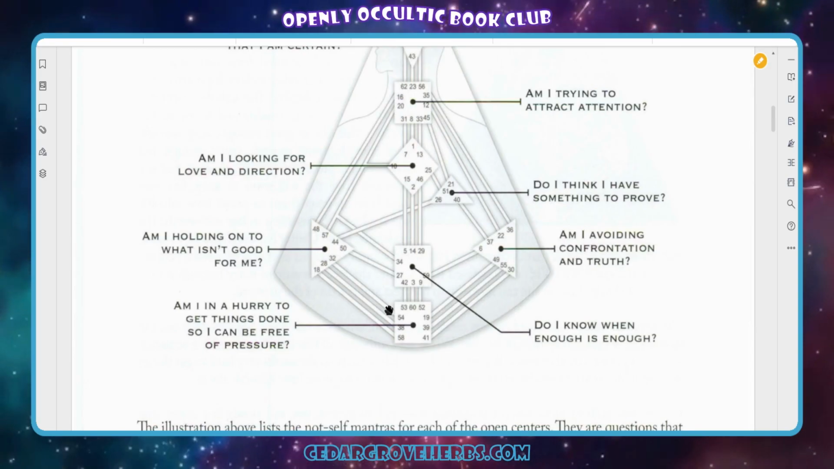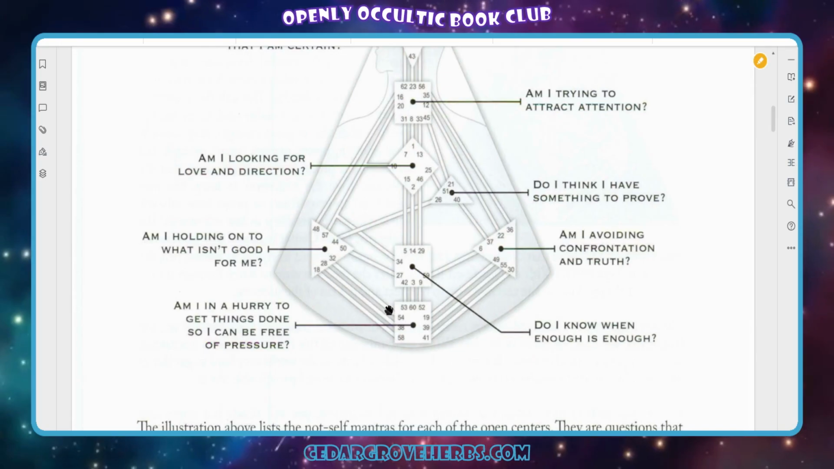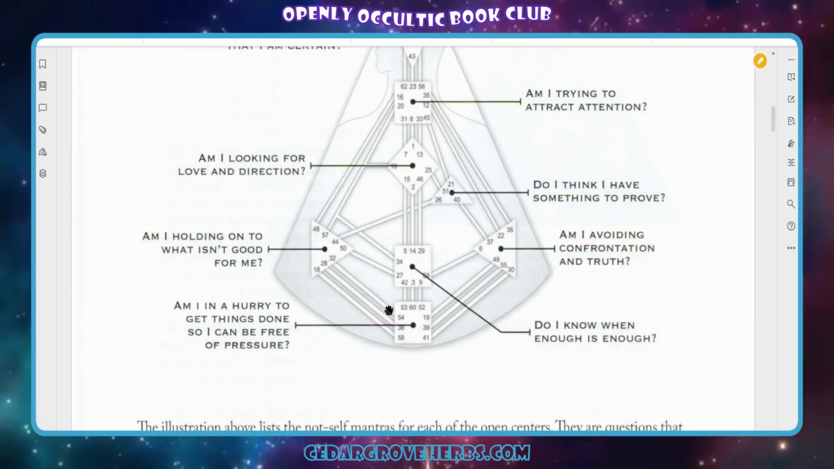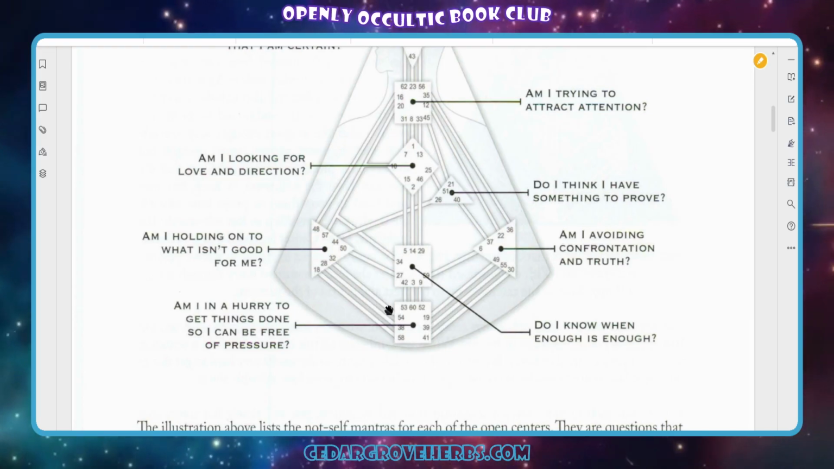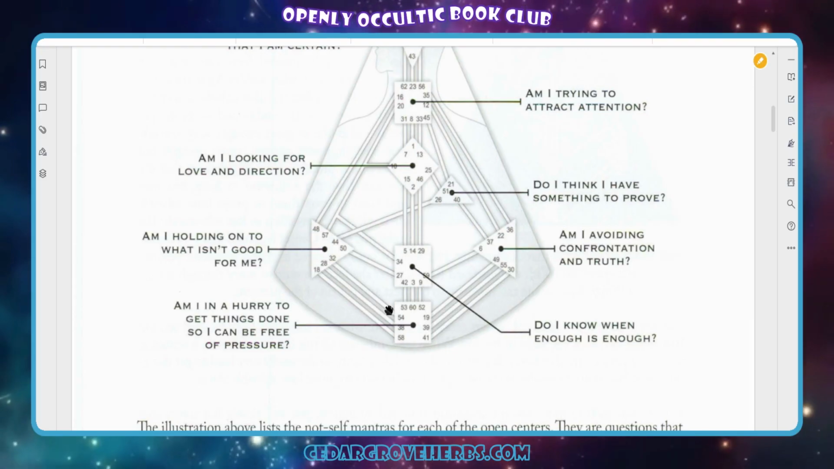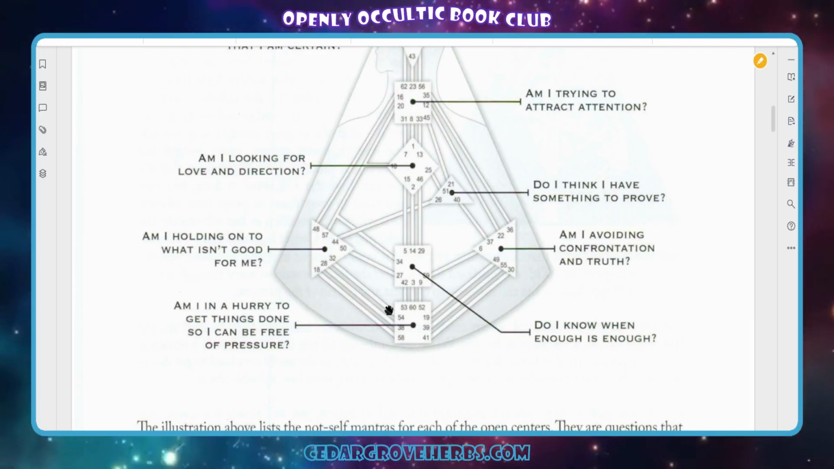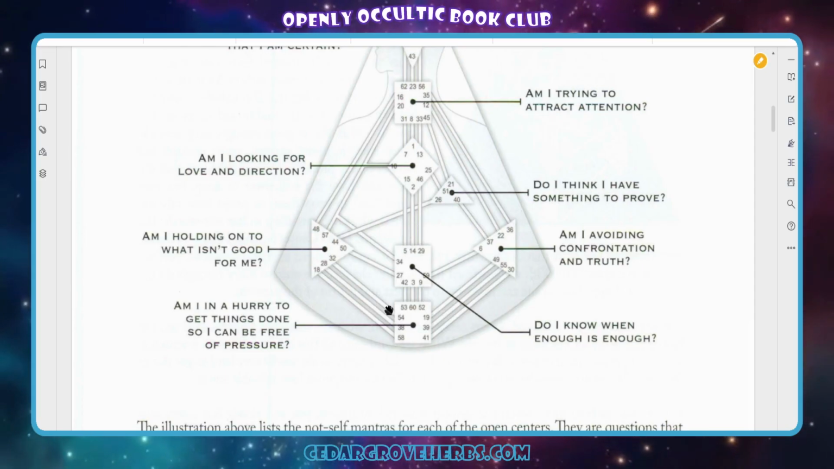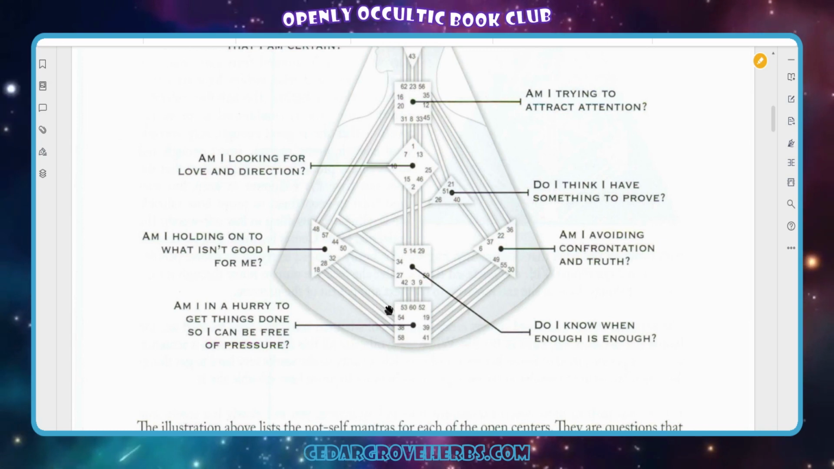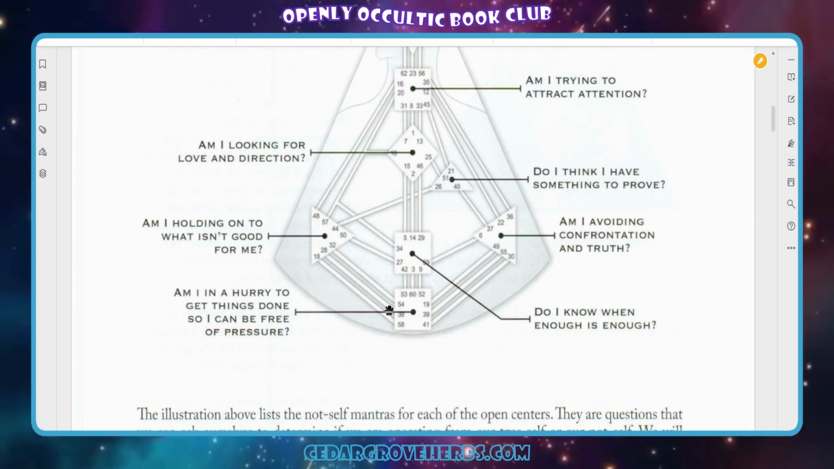The solar plexus: am I avoiding confrontation and truth? The splenic center: am I holding on to what isn't good for me? The sacral center: do I know when enough is enough? Again, these are questions if you have an open center. And the root center: am I in a hurry to get things done so I can be free of pressure?